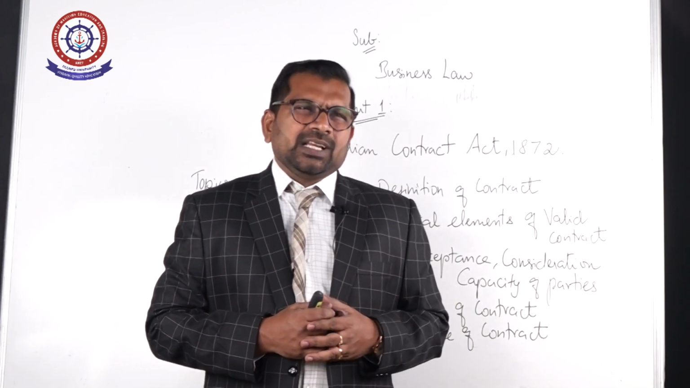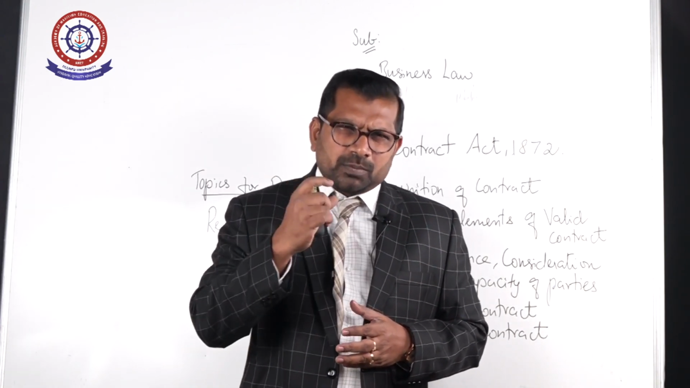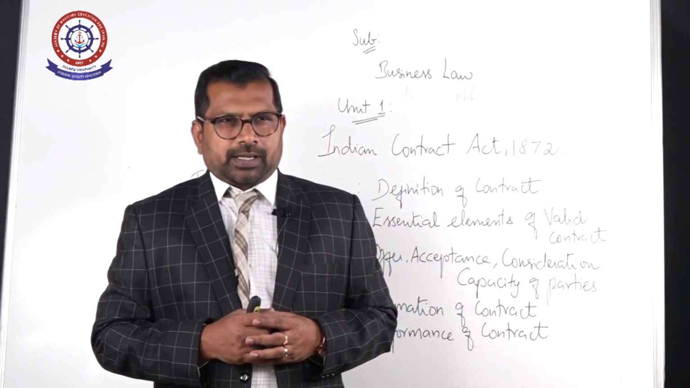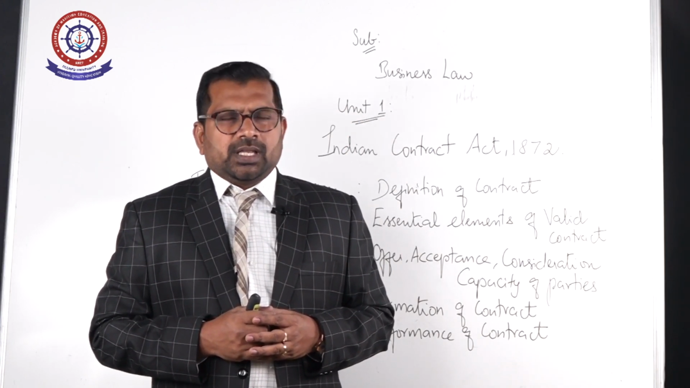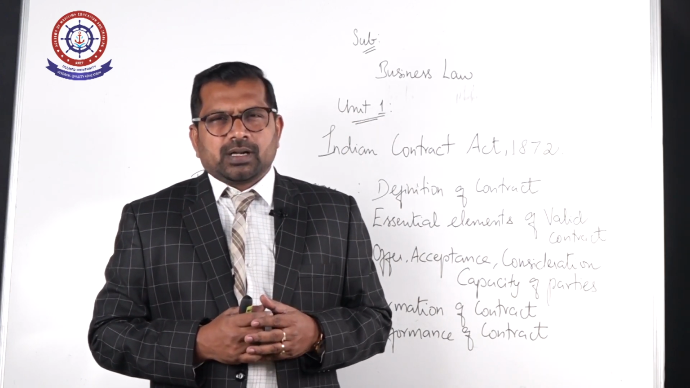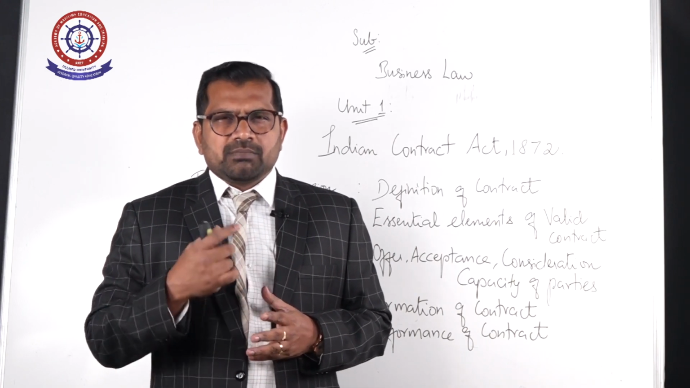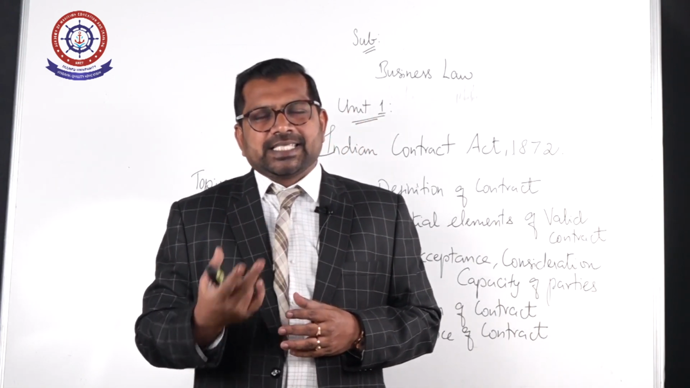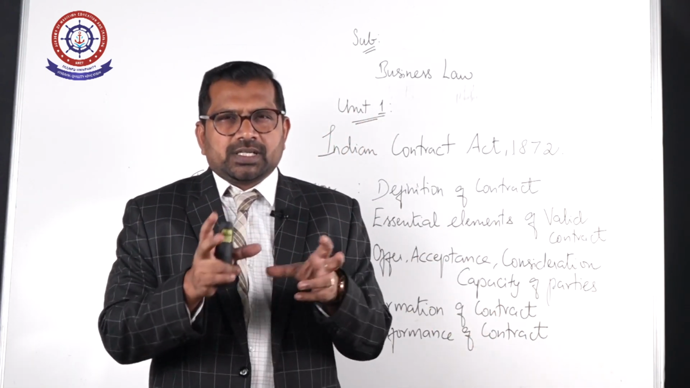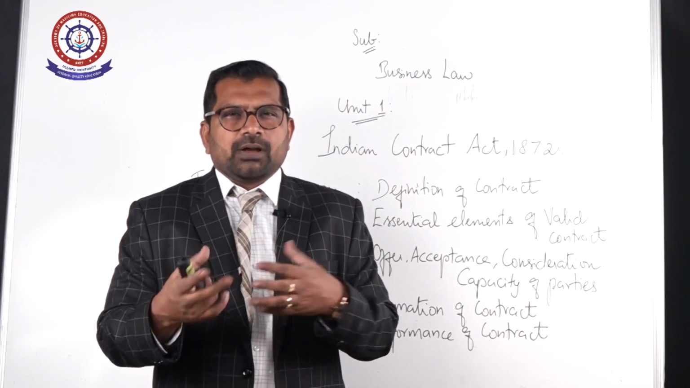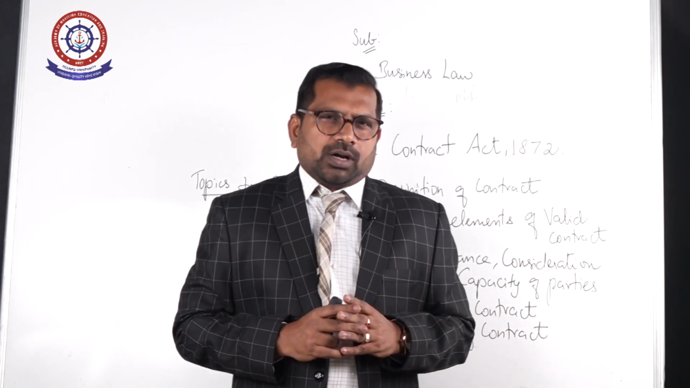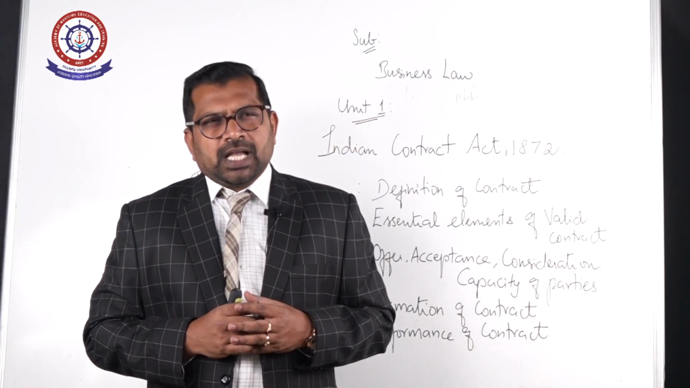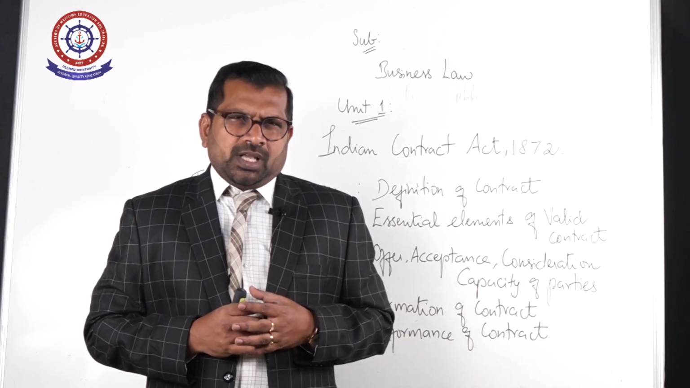The next one is the illegal contract. An illegal contract means the object is totally illegal or against the law. Say, for example, a contract between the parties to commit a murder. Here murder is totally illegal or against the law. The object is murder, which is totally against the law. Hence it is called what? An illegal contract.